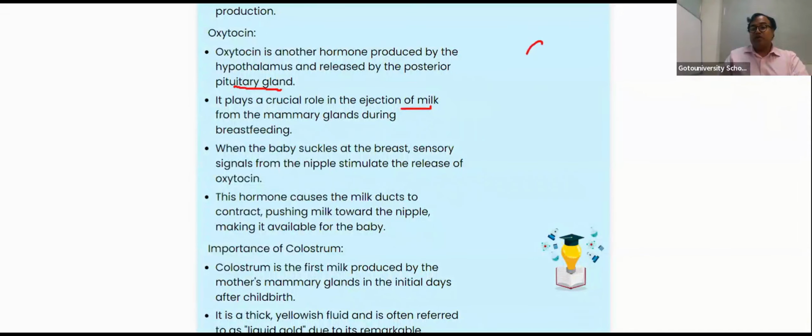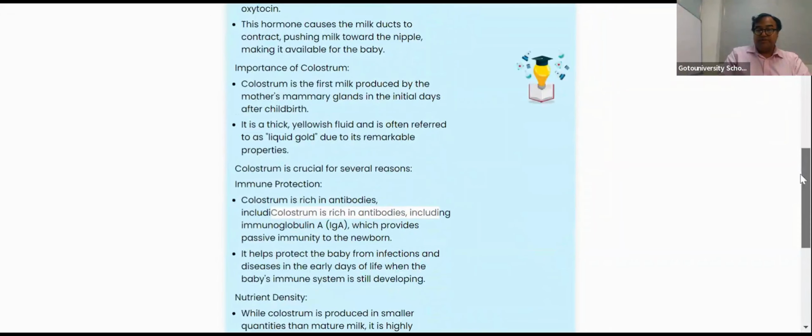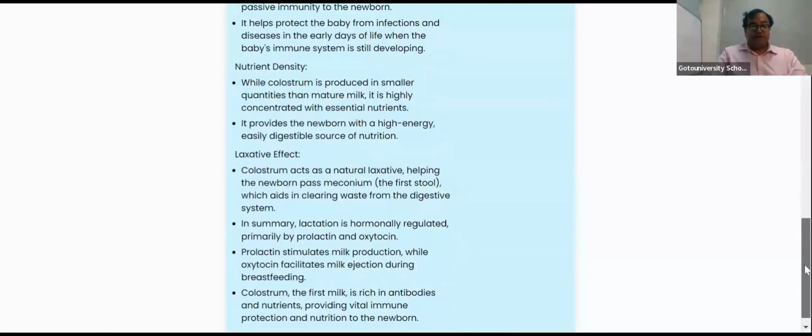Now, the posterior pituitary means the lower half of the pituitary. This posterior pituitary stores oxytocin but does not manufacture it. It is formed by the hypothalamus, right? Now we know the importance of the colostrum. The main important role of the colostrum is to make plenty of antibody. What do you mean by plenty of antibody? It makes a very good immune system. Immune system for what? For repulsion against microorganisms.